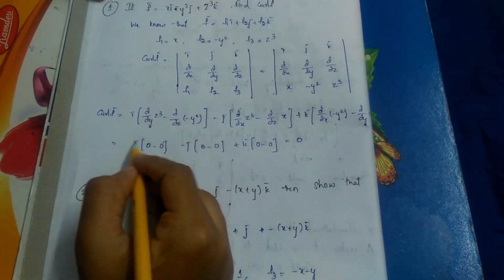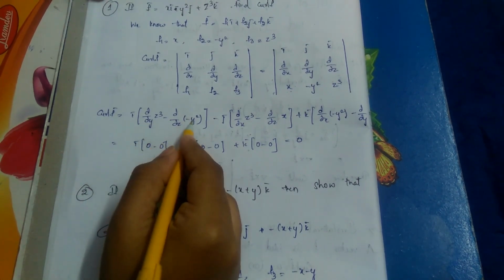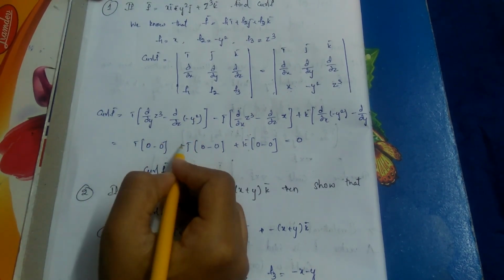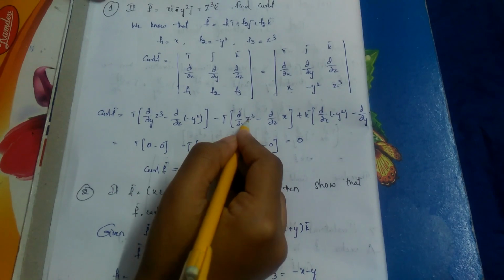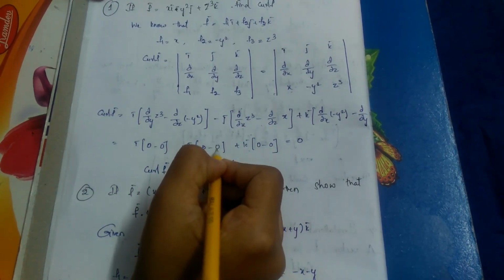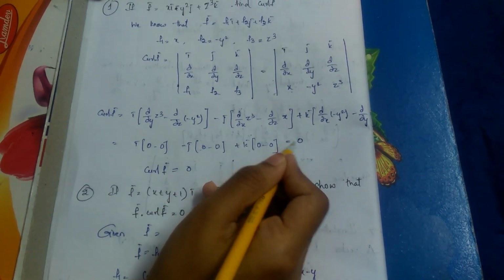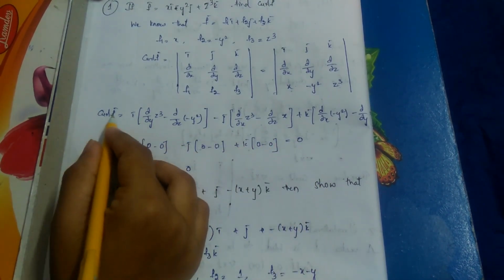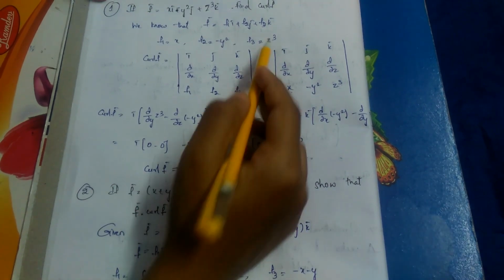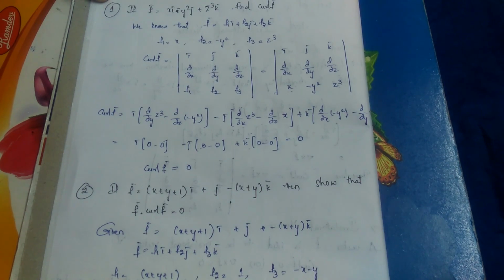So when we differentiate all this, i bar of z cubed differentiation is 0, minus y squared differentiation is 0, and minus j bar of z cubed differentiation with respect to x is 0, and here also the differentiation becomes 0, plus k bar of 0 minus 0. The whole becomes 0. So we got the curl F bar as 0. Therefore the curl F bar is 0. And let's see the second question.